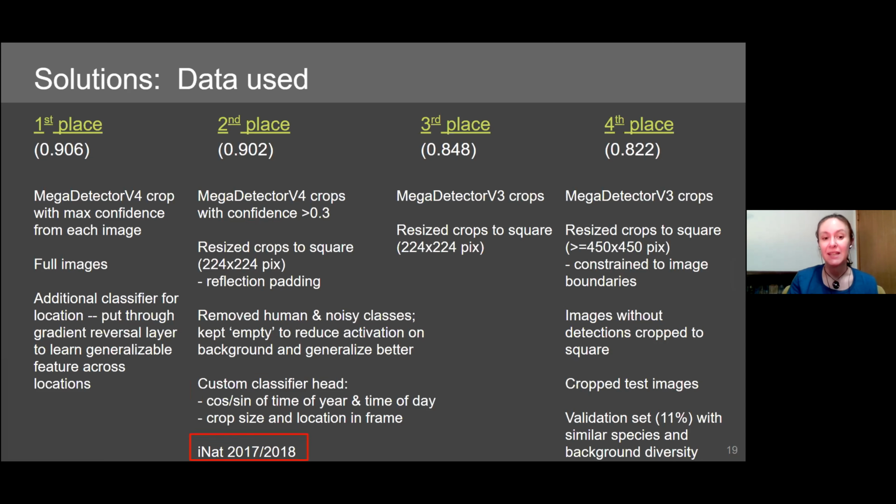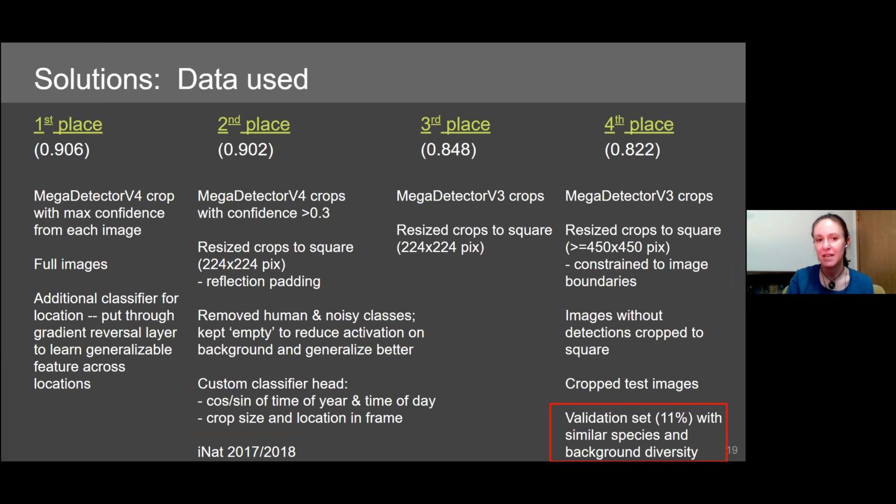He was also the only guy to use the iNaturalist data, and nobody used the satellite data in the top 4. So that was a pretty big surprise that they didn't end up using that. And the fourth place team was the only one to discuss their validation set. One of the other teams did mention something about validating, but they didn't talk about their specific validation set.